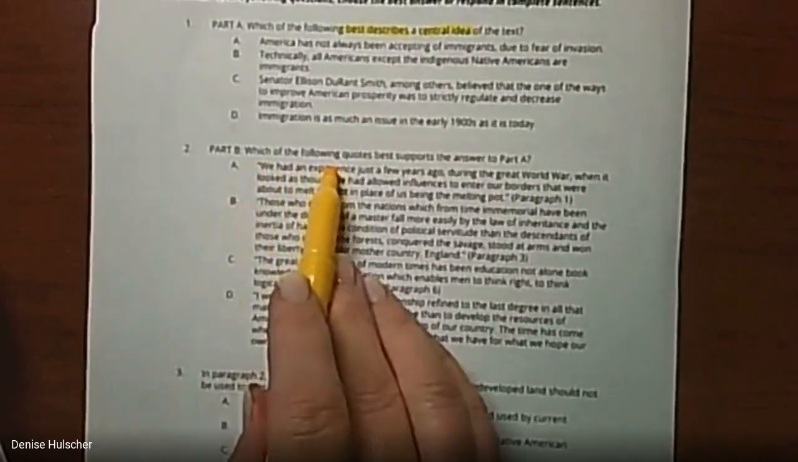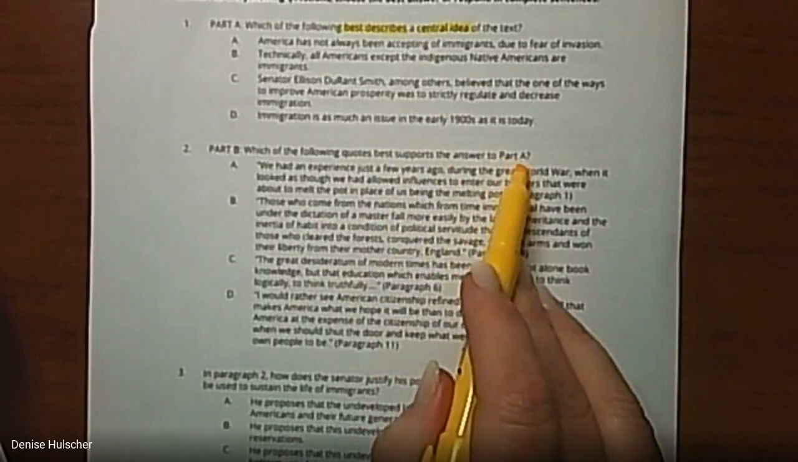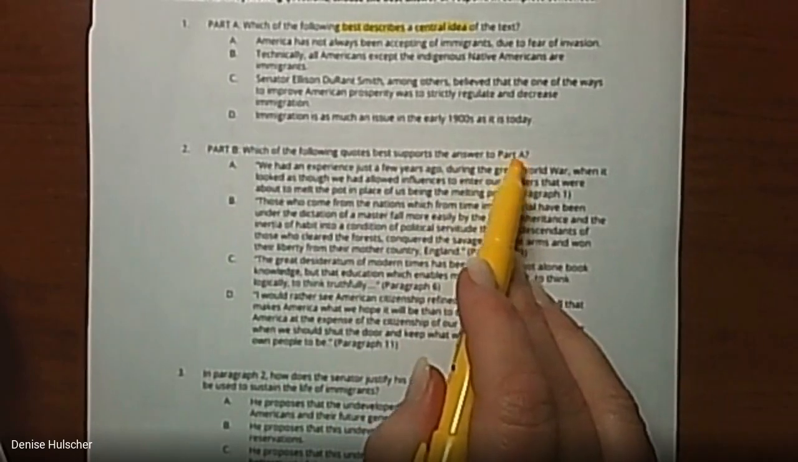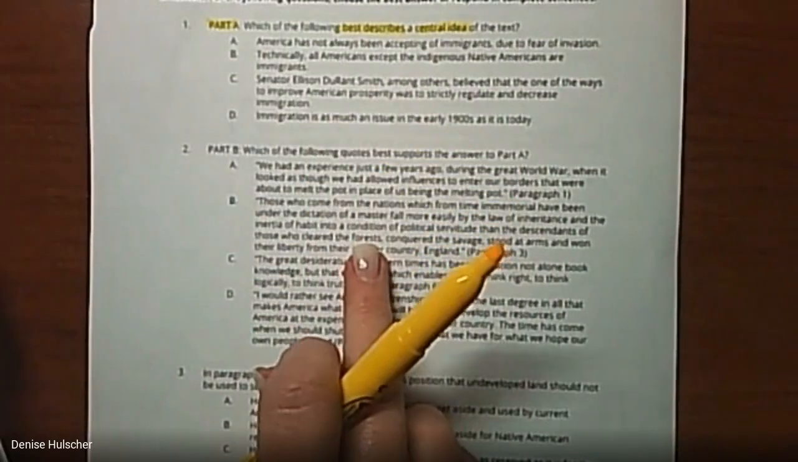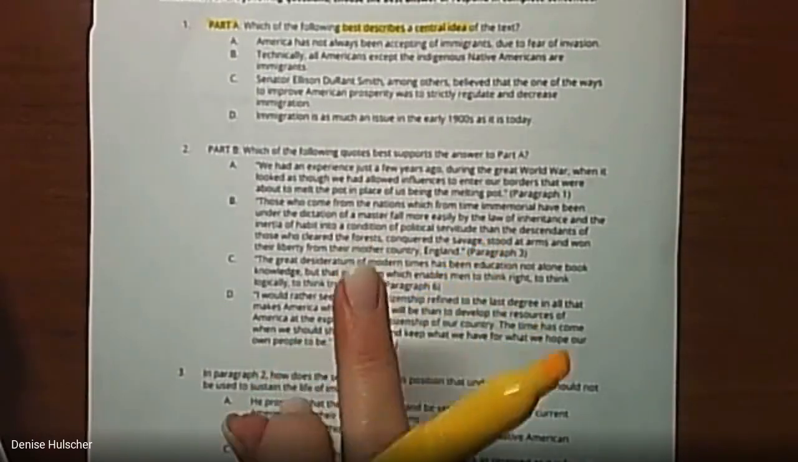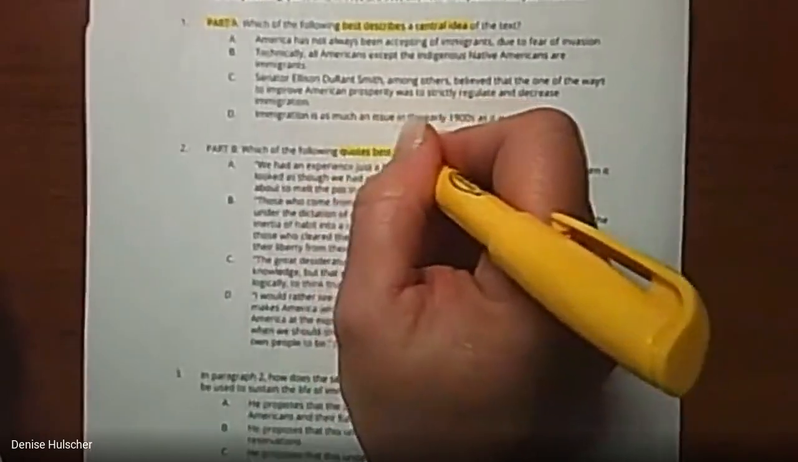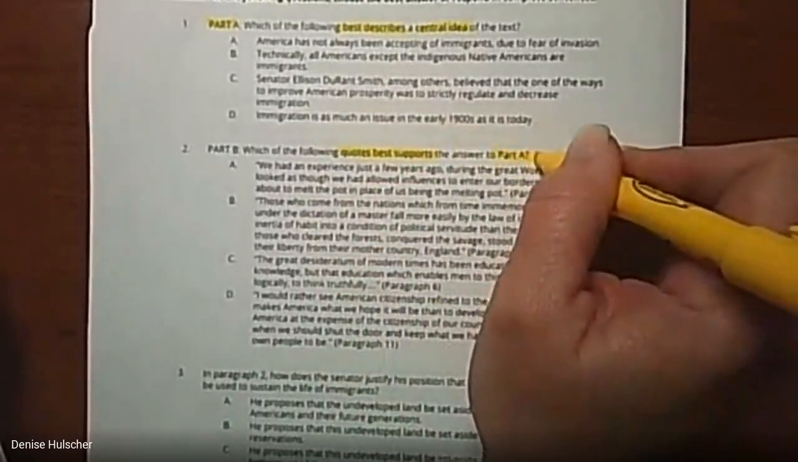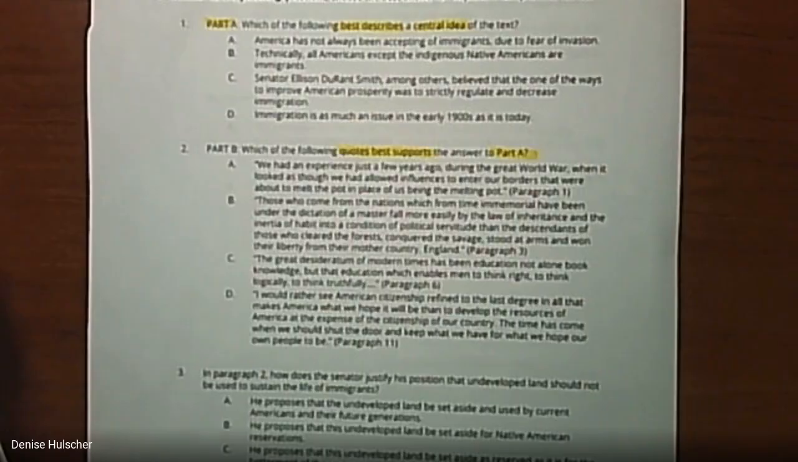Which of the following quotes best supports the answer to part A? So part A is going to be this one up here, the central idea, and it flows to this question. So we want to know which of the following quotes best supports the answer. Okay, so I'm going to highlight quotes best supports part A. So we really have to know A in order to get number 2.